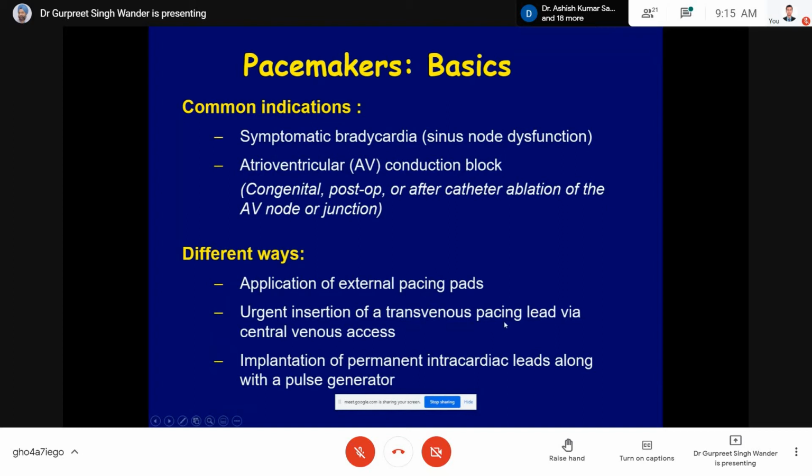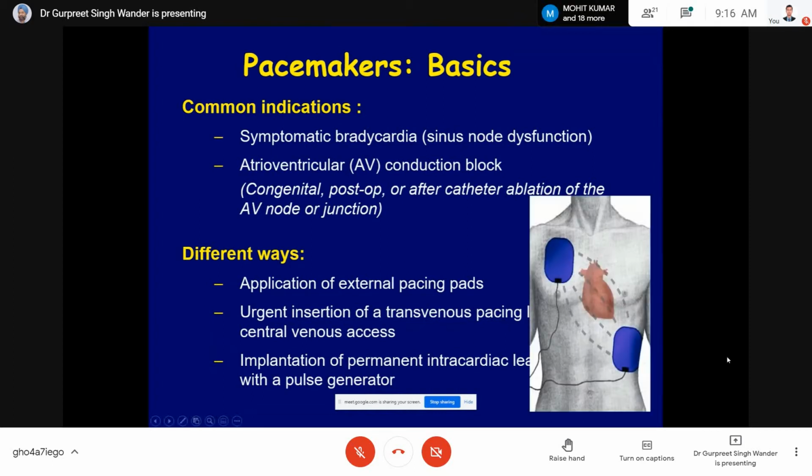Now temporary pacing is we put a lead, take it to the heart, and there is a pulse generator which is kept outside, which is then stimulating the heart. But as you can understand, it cannot be done for a long time. So normally we will use transvenous pacing for a couple of days, and then decide whether it is a transient AV block, due to some drugs or something, in which a permanent pacemaker is not required, or whether a permanent pacemaker is required.